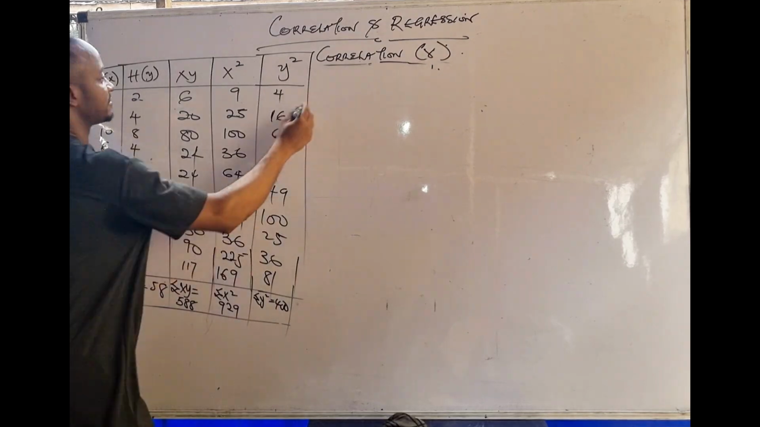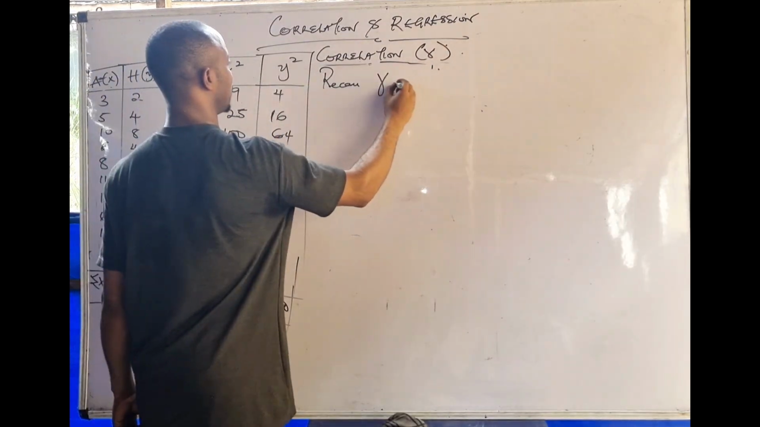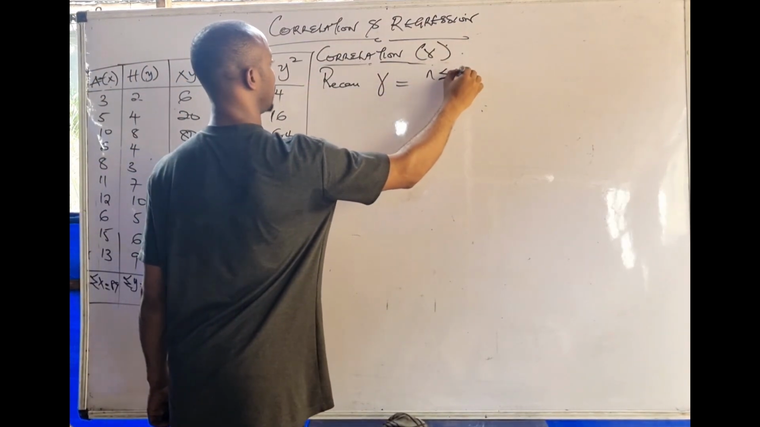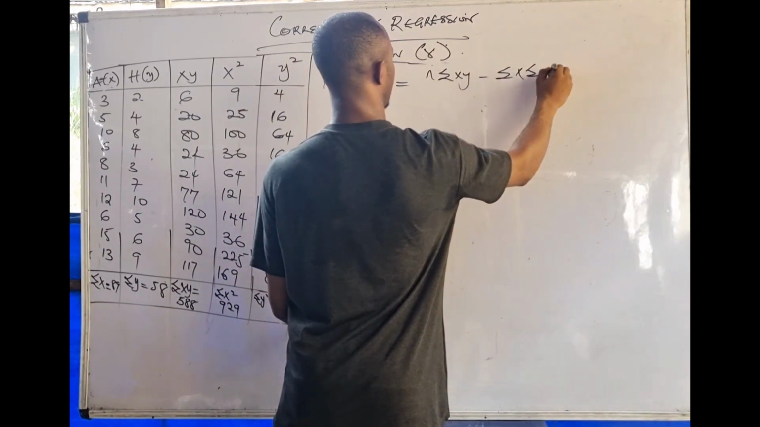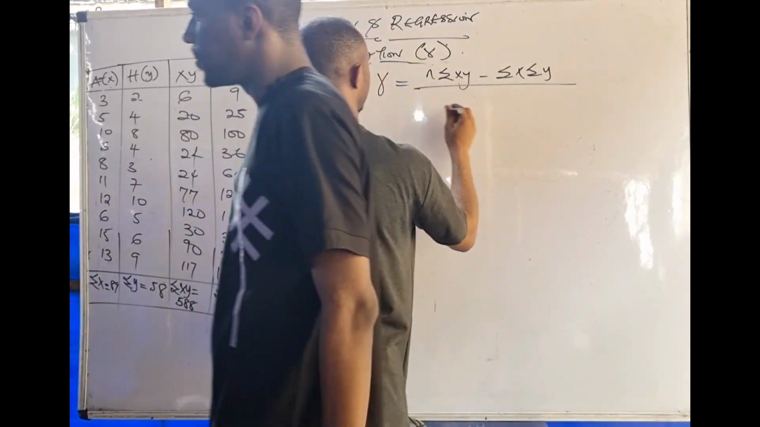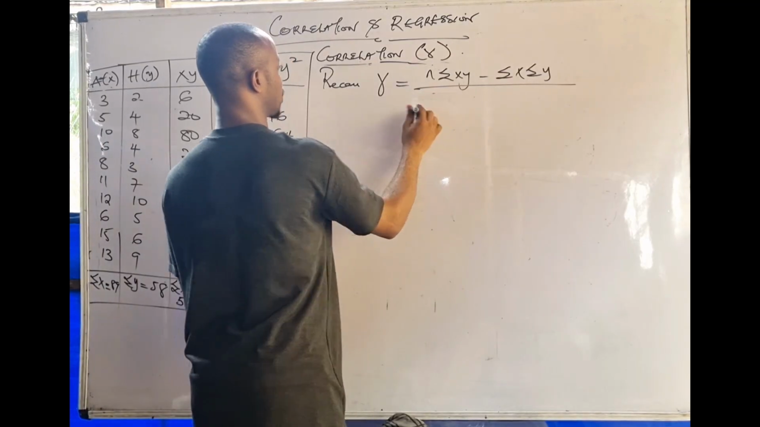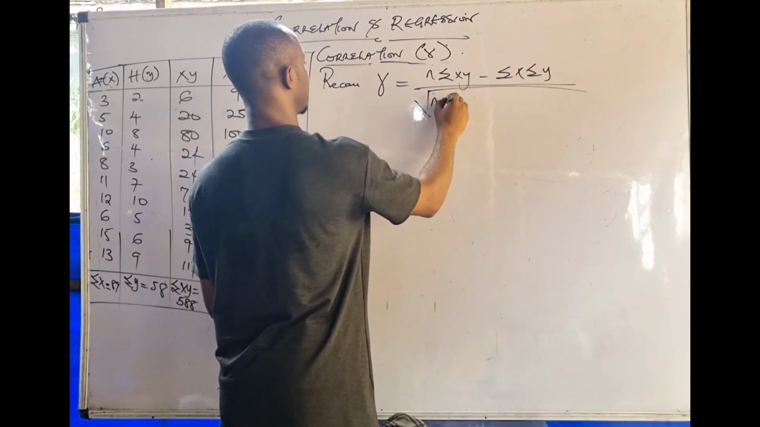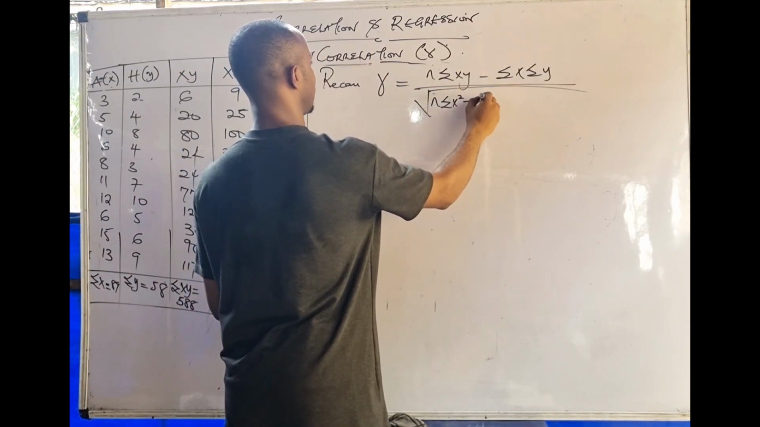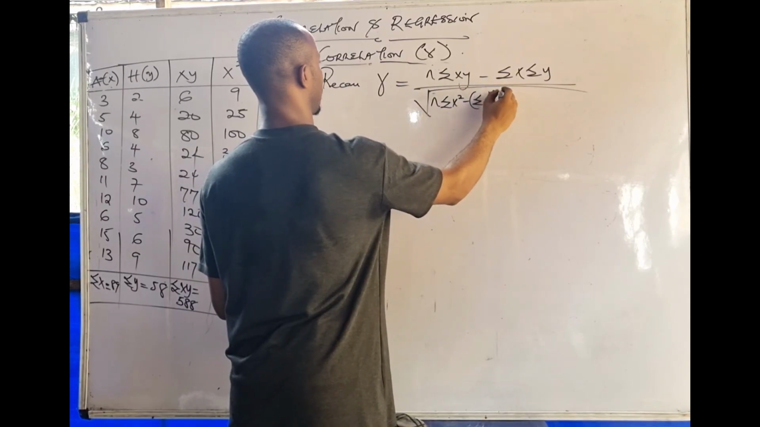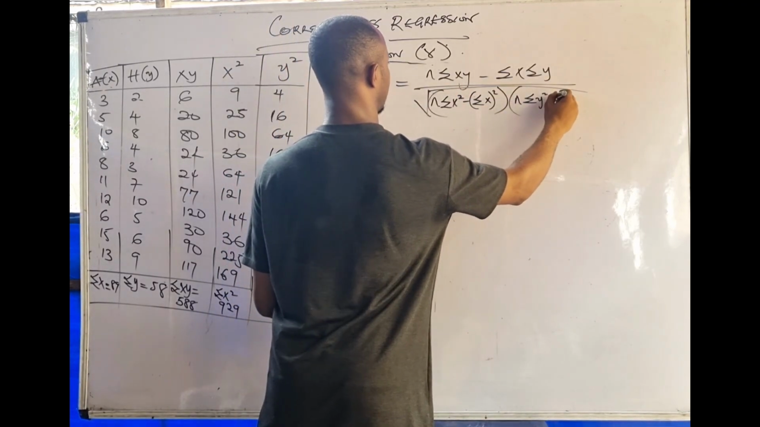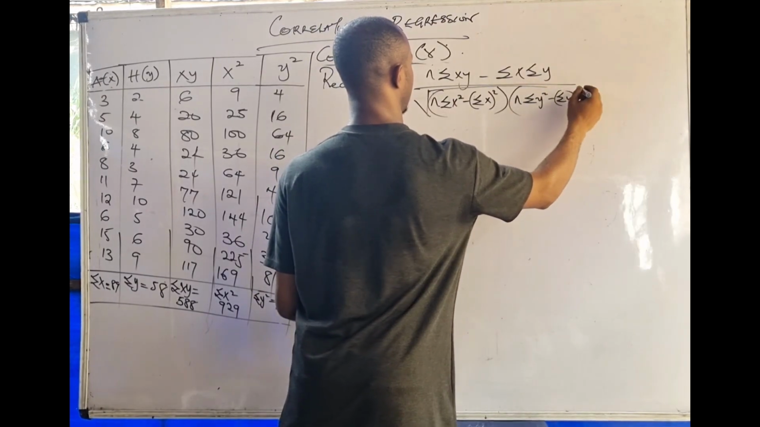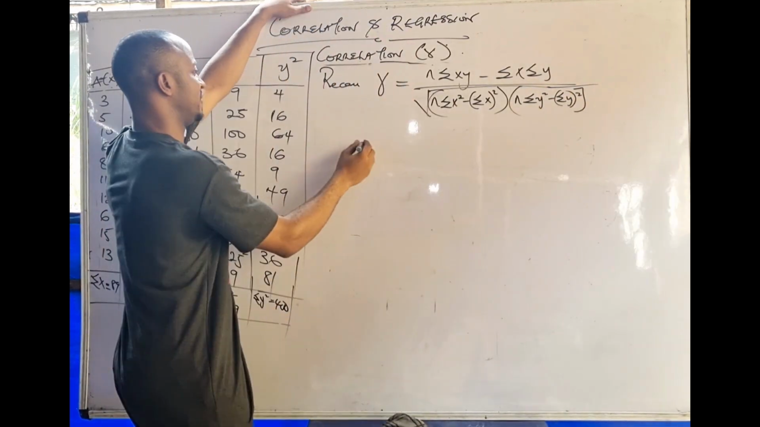Recall that r is n times the sum of xy, minus the sum of x times the sum of y, over the square root of n times the sum of x squared minus the sum of x all squared, times n times the sum of y squared minus the sum of y all squared. So let's put in the values.